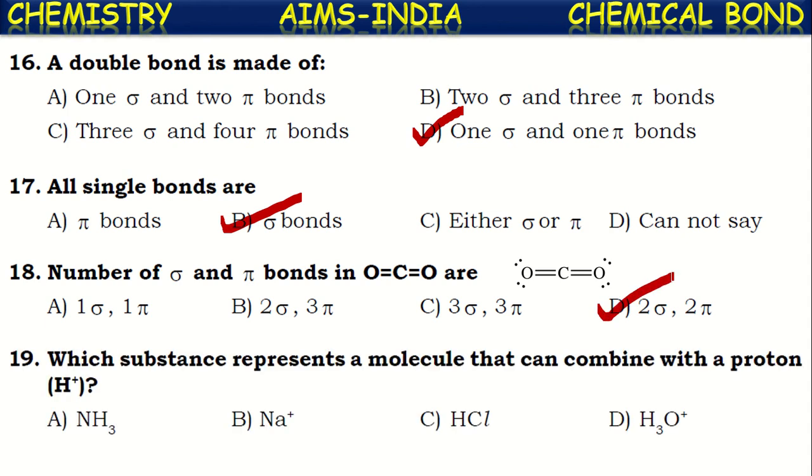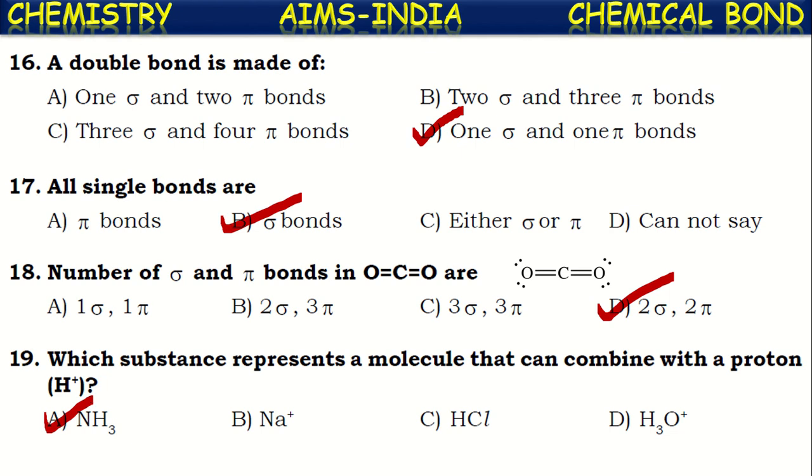Next, which substance represents a molecule that can combine with a proton? So generally a proton can participate in bond formation by accepting a pair of electrons. So the molecule or ion which is ready to donate a pair of electrons can participate in the bond formation with the H plus ion with a dative bond. See here in the given molecules, out of these all, the ammonia molecule has a single electron pair on the central atom nitrogen. So that can donate that pair of electrons to H plus and thus they form a dative bond. Okay, ammonia can participate in the bond formation with that.